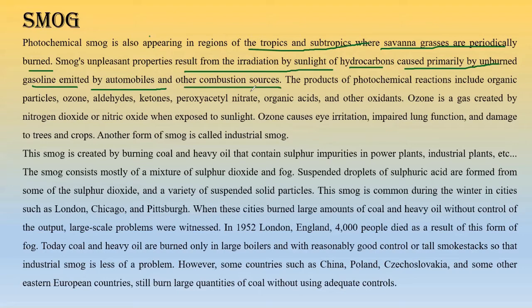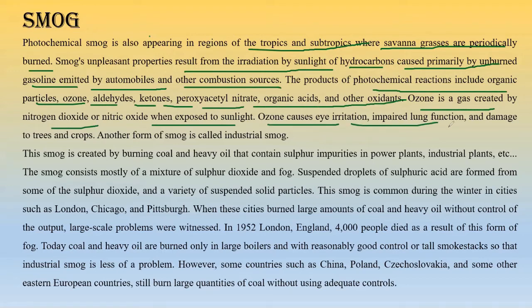Now it depends on the type of smog how it will affect and how adverse the effect will be, right? But truly speaking, smog is not good for us because it creates huge problems. What type of problem, we'll see accordingly in this lecture. Right now we are first going to see what the important facts about smog are. The products of photochemical reactions include organic particles, ozone, aldehyde and ketone, peroxyacyl nitrate, organic acids and oxidants. Ozone is a gas created by nitrogen dioxide. When exposed to sunlight, ozone causes eye irritation, impaired lung function, etc. Right? And this type of smog is also called industrial smog.